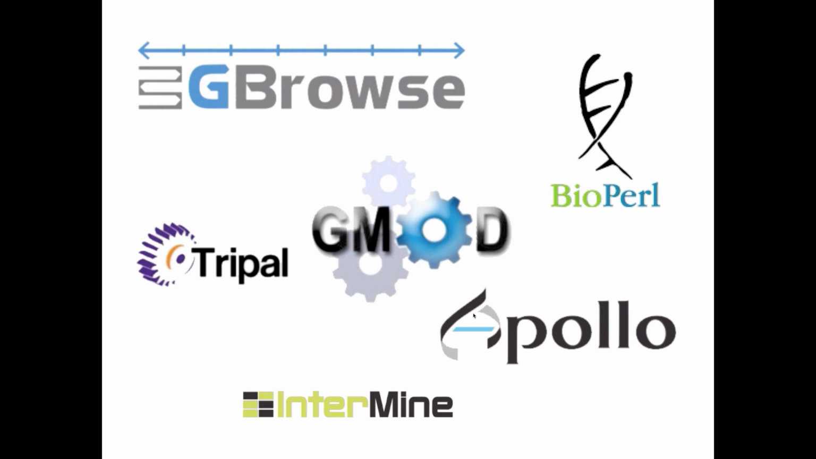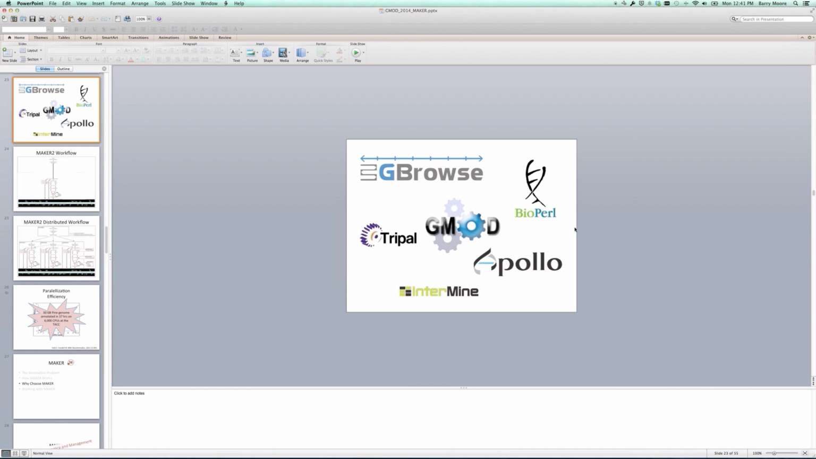Okay, and dumping out in those community adopted and supported file formats is good, because it makes the outputs of Maker immediately useful in the entire suite of GMOD tools like GBrowse, Apollo, Tripal, InterMine, BioPerl, GALES, although we don't have those up here, but the idea is it's a good thing that we all agree to speak the same language, and for genome annotation, GFF3 and FASTA files are the language for the most part.